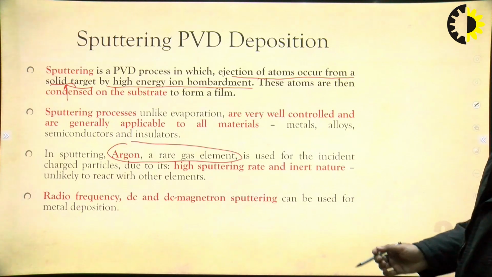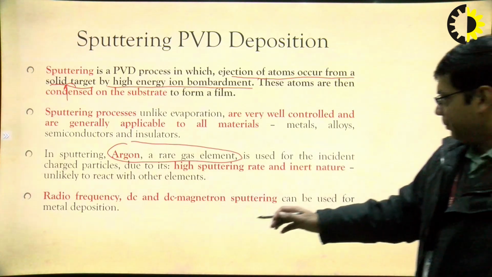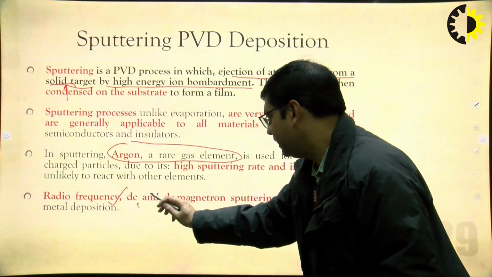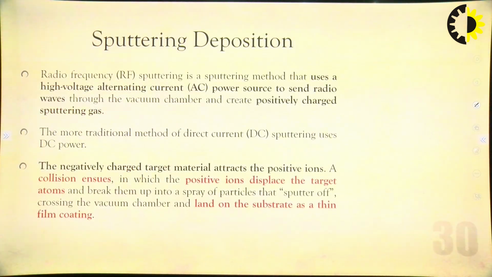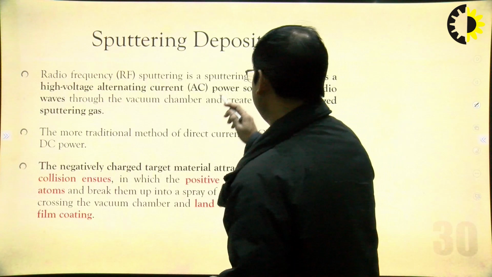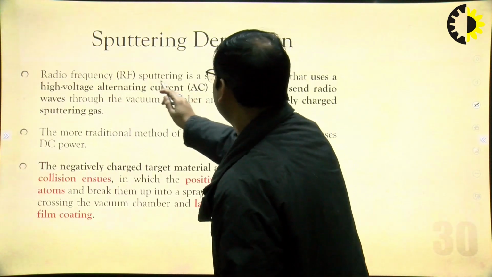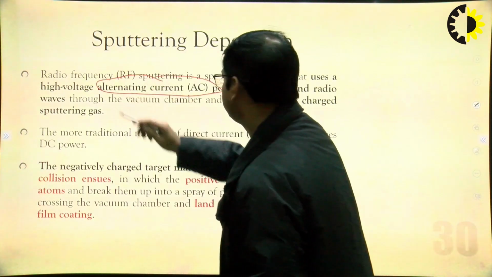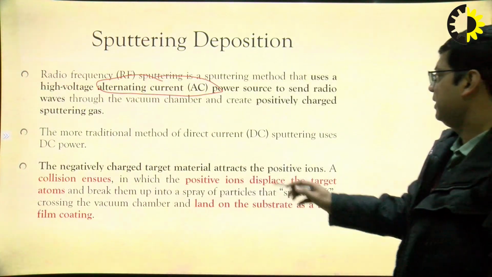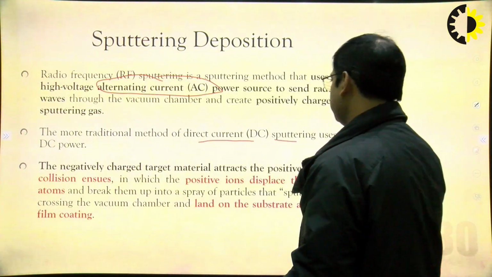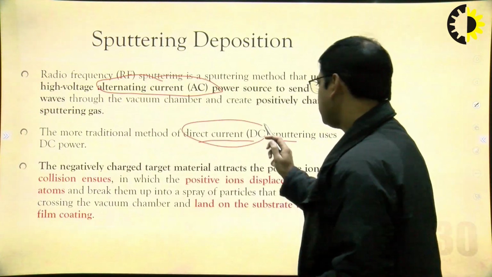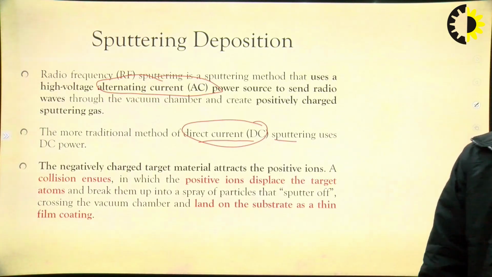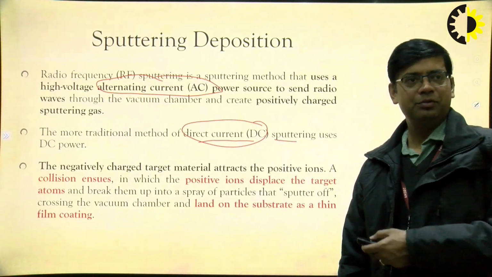For this, we may have radio frequency, DC and DC magnetron sputtering processes that may be used. Radio frequency sputtering is the one which use alternating current, AC current. Okay, whereas the direct current, and DC magnetron sputtering techniques, we use DC current.